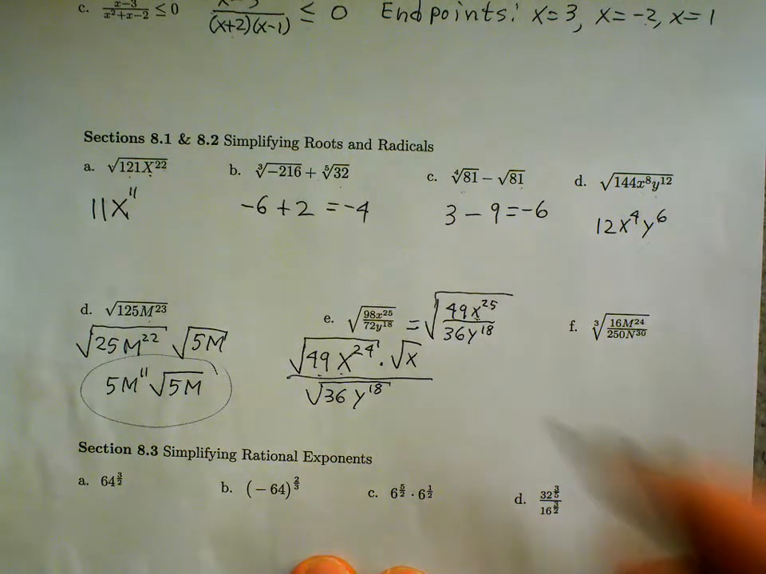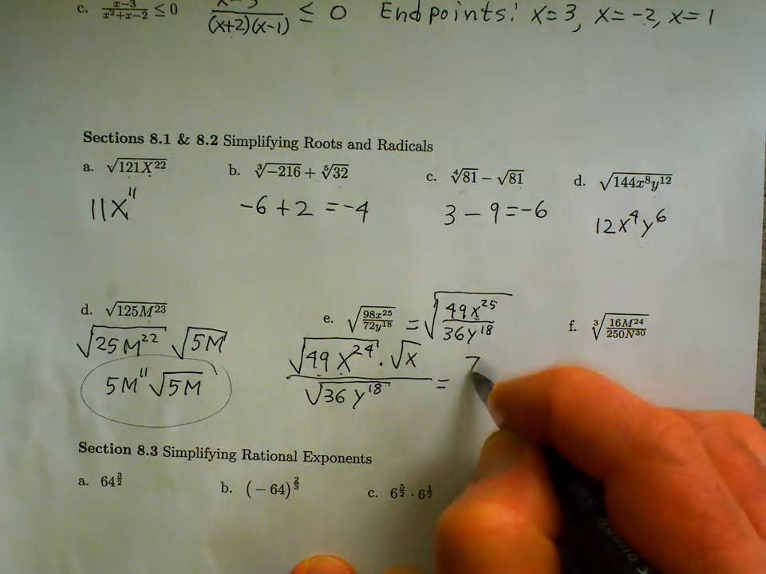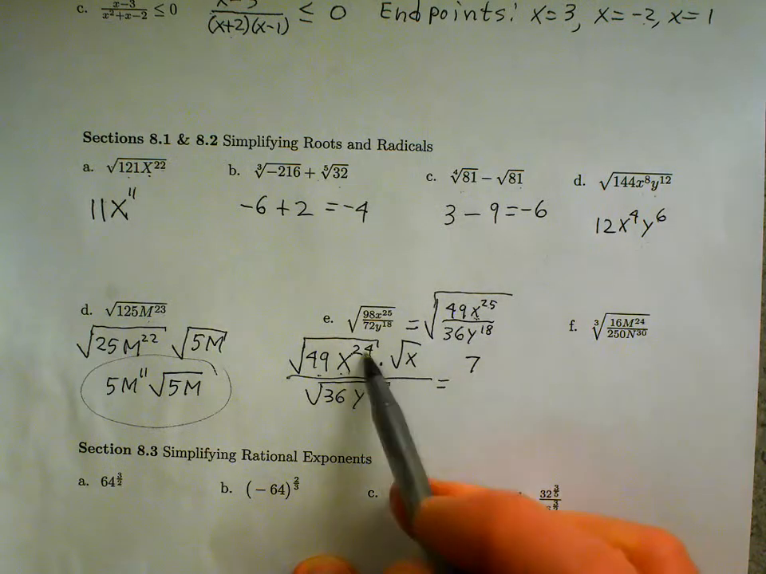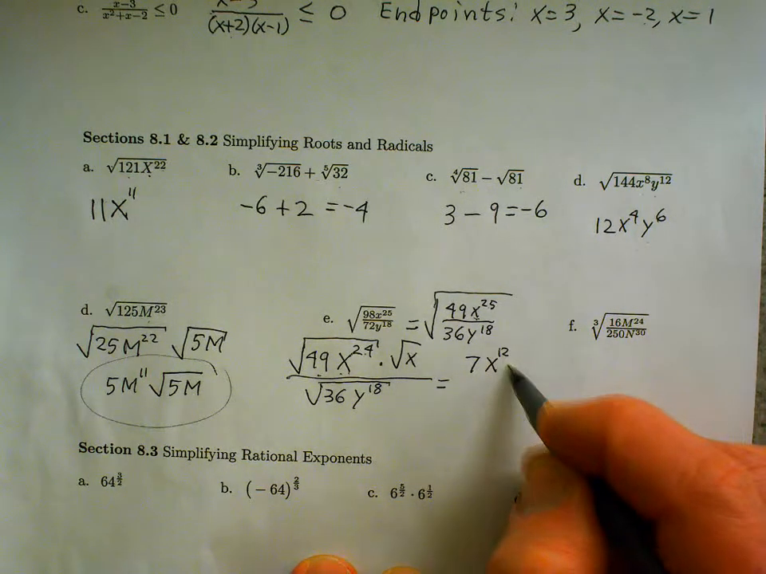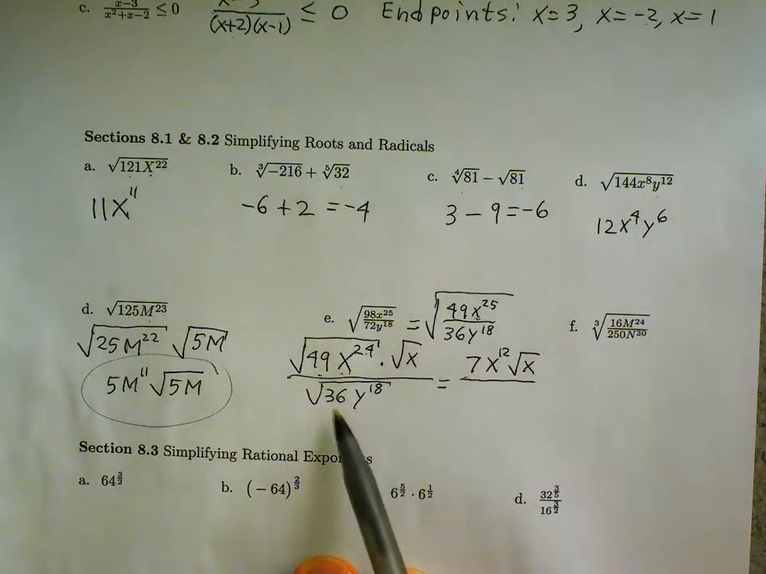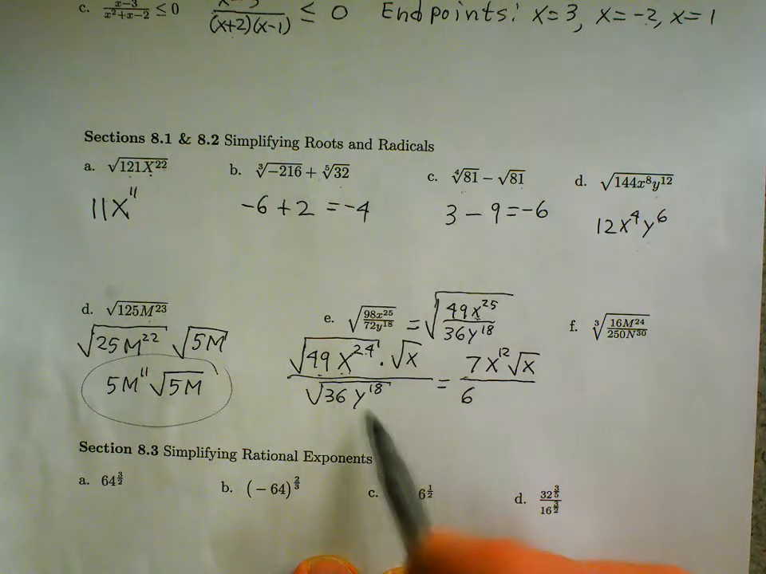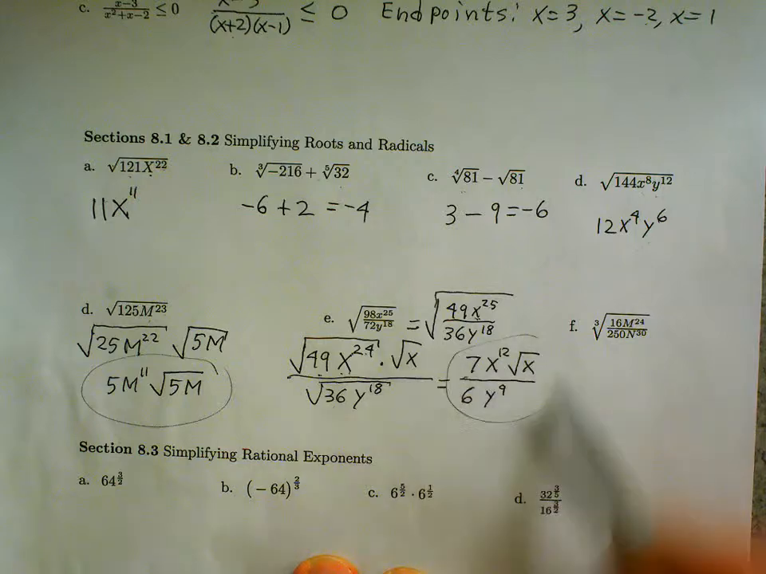And then in the next step, we can write the simplified answer. The square root of 49 is 7. The square root of x to the 24th is x to the 12th. And then we multiply that by the square root of x. And in the denominator, the square root of 36 is 6. And the square root of y to the 18th is y to the 9th. This is our simplified answer.